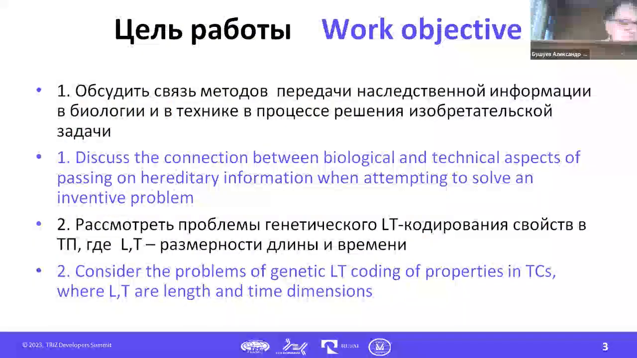Now, the objective of our presentation is discussing the connection between biological and technical aspects of passing on data information when attempting to solve an inventive problem. So this will be a status update on the project, and the second objective is to consider the problems of genetic LT coding of properties in TCs, where LT are length and time dimensions. These are two objectives. First one is a bigger one, the second one is a smaller one.